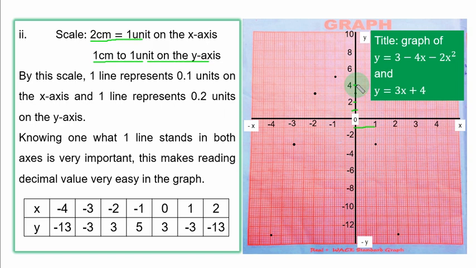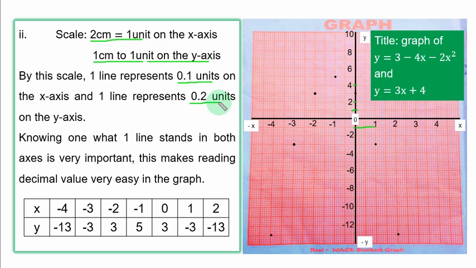For y value, if you look at it, if all the values can be accommodated, you can draw it at the middle. If not, you have to give more space to the side with more values, either negative or positive. Always consider this when you are drawing your axis. So this scale also means that one line represents 0.1 units on the x-axis and 0.2 units on the y-axis.